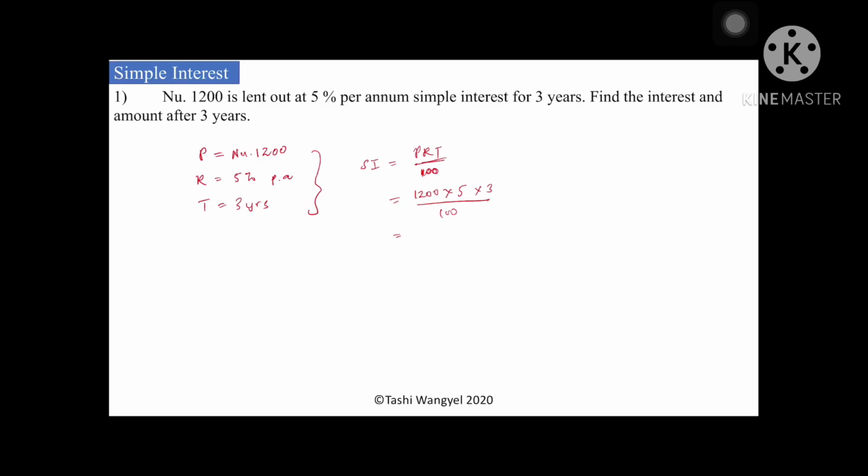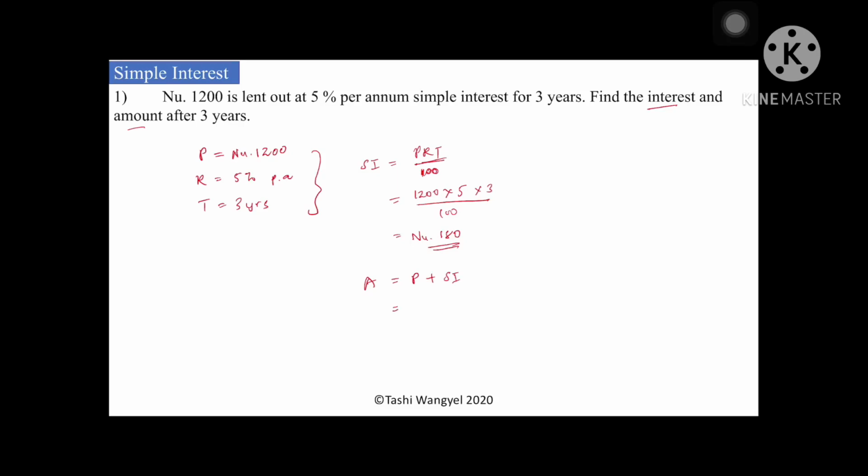So the interest comes to 180. Find the interest and amount after 3 years. Amount is equal to principal plus interest.